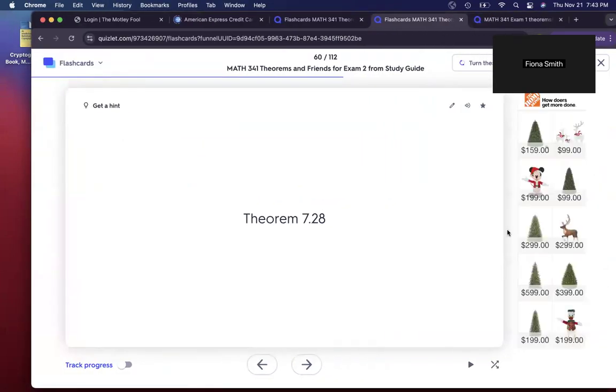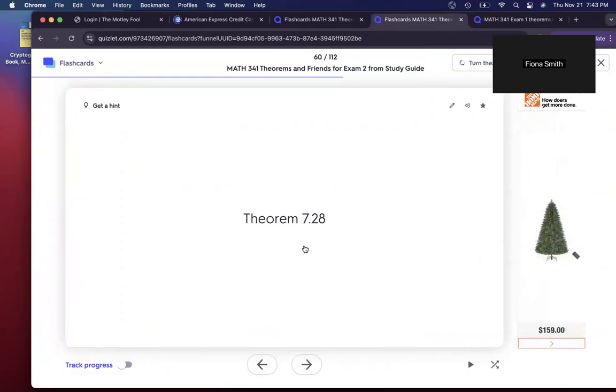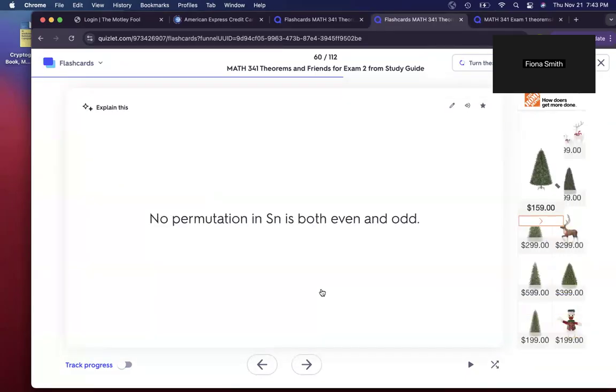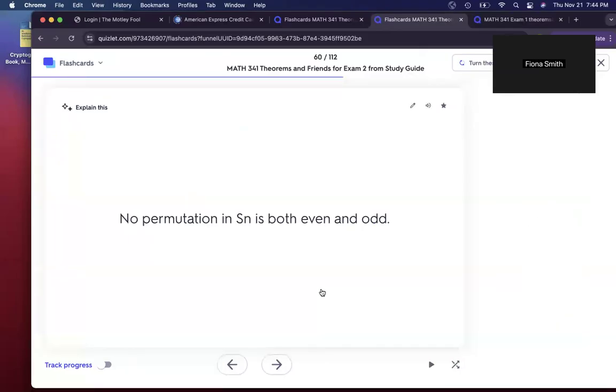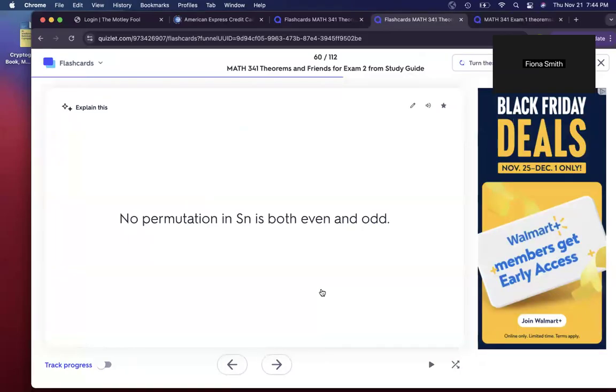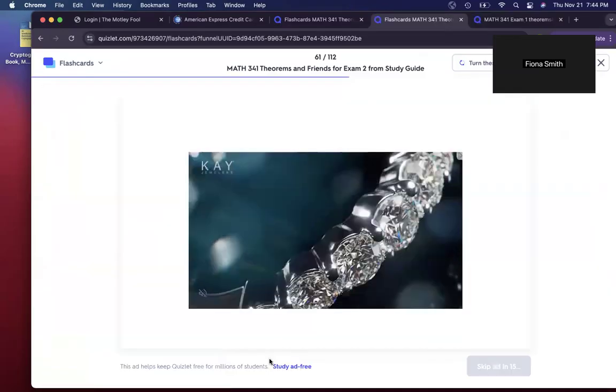This is in the last video, but I figured I'd start here. Theorem 7.28: no permutation in Sn is both even and odd. You can think of it as exclusive or, XOR. A permutation in Sn is even XOR odd.